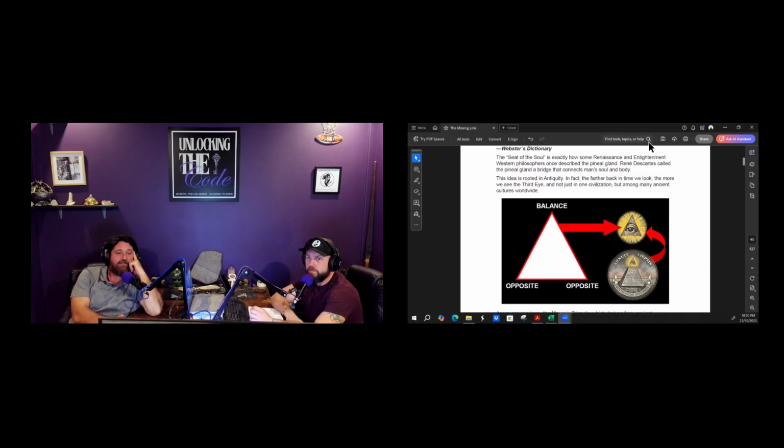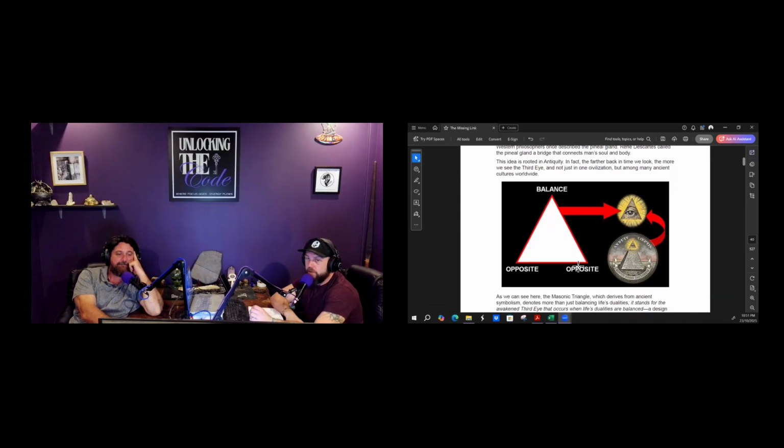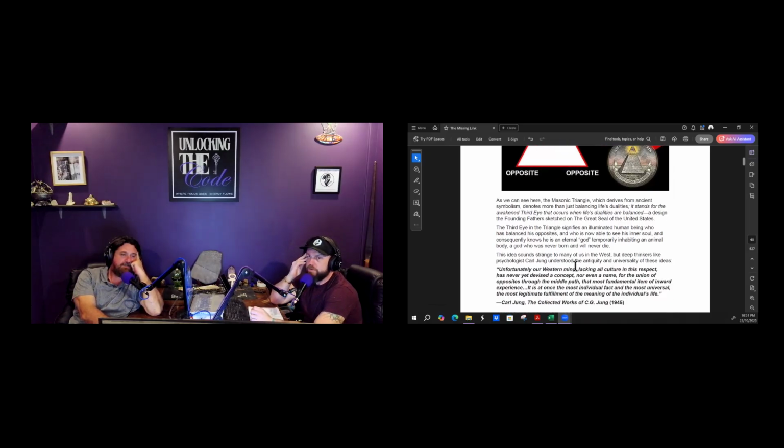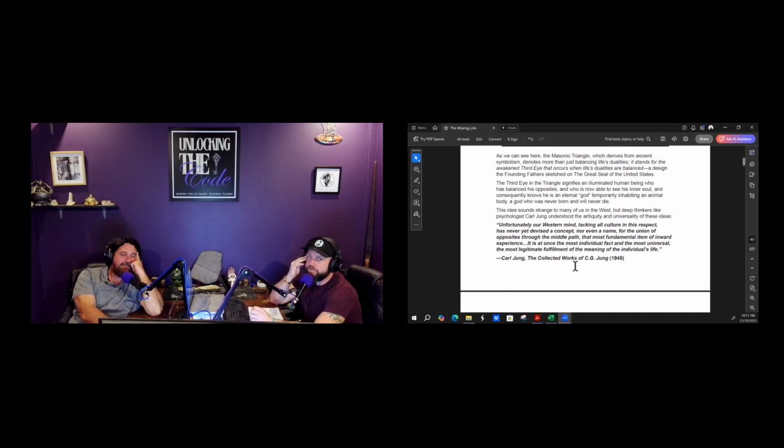So we see here a diagram showing the eye in the triangle, the all-seeing eye, and then a little symbolism where we have opposites, Jachin and Boaz, and the balance in between. And I believe that picture is off the American denomination. That's correct. It was a Mason. A lot of presidents have been Masons.